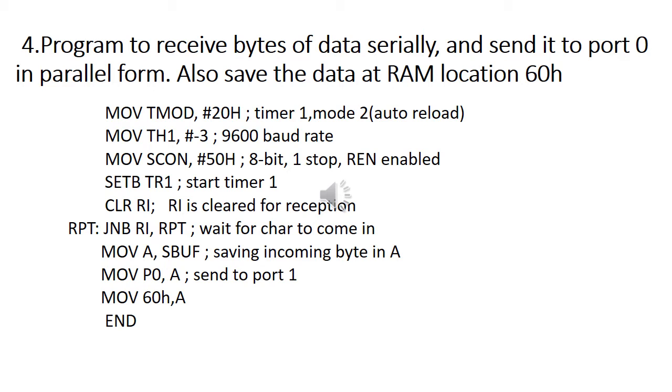Whatever data you have received is available in the serial buffer register. Copy that data to register A. From register A, move that to port 0, because you can't move the SBUF directly into port 0. First, copy the data available in the SBUF register to register A, then from register A to port 0, and you should save the result at the 60H RAM location. So from register A, you store that in the internal RAM location with an address of 60H. After this, you end.